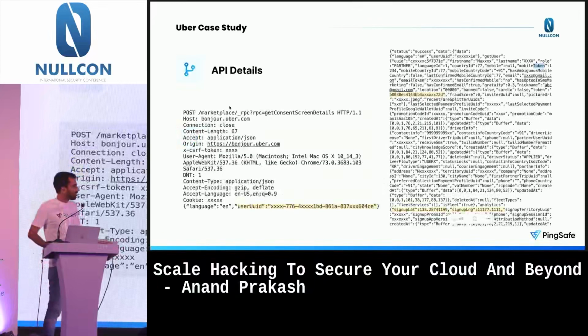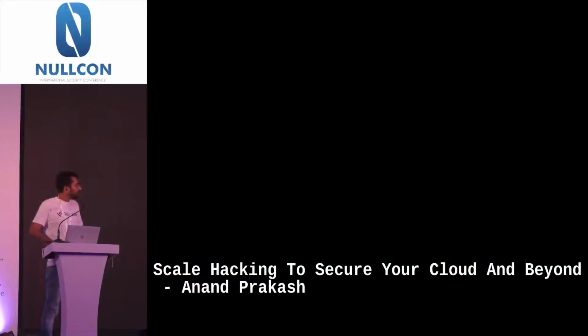I entered a US number, went onto the flow, and figured out an endpoint in the same flow. If you look at the request, there is a small request which basically says RPC equal to get consent screen details, and there is a user UUID going in. So the bug was very simple. I enter some other user's UUID, and I see extra information which is leaked in the API.